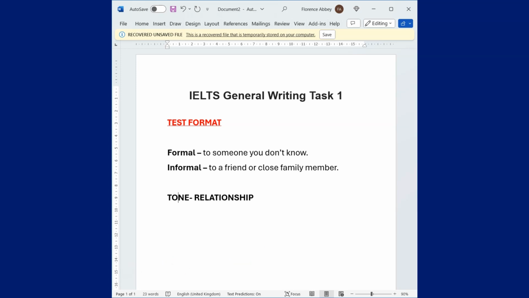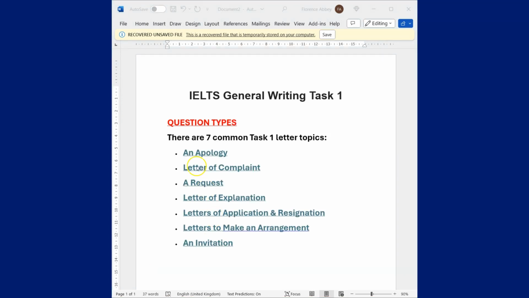Now let's look at some of the question types that you might get when it comes to the writing Task 1 in the general test. In the general writing Task 1, there are 7 common Task 1 letters that you might write on. So these are 7 common topics that you might write on. Just take note that you will get only one of these on your test day.